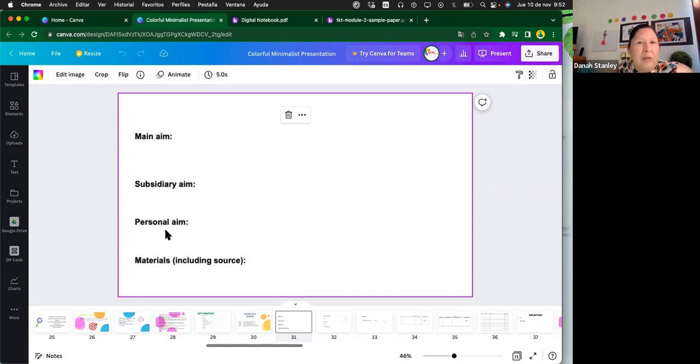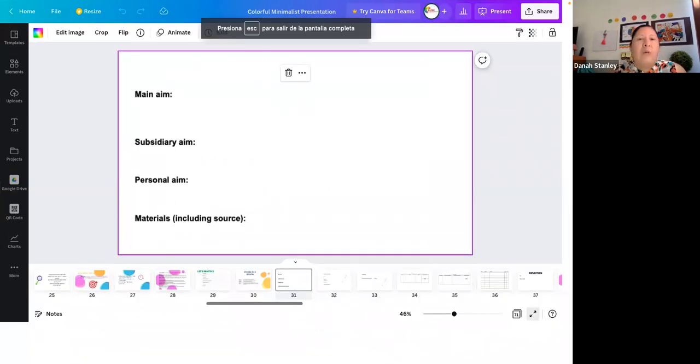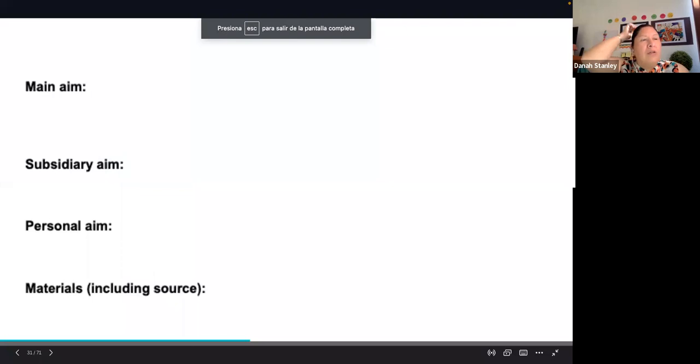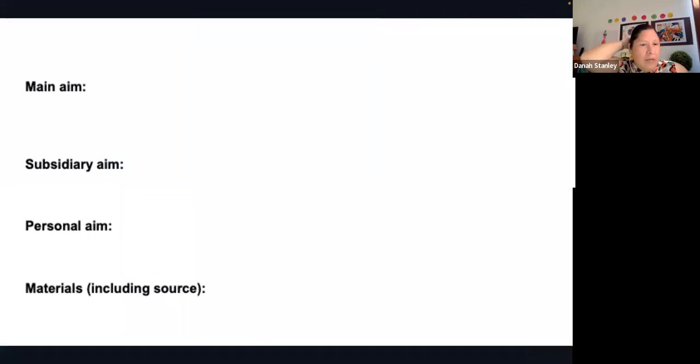And the materials. Yes, I need to say what materials are going to be used. For example, someone is going to cover my class. How is he going to use the material I planned, or imagine that I need to leave the school very quickly because of an emergency. That is a possible problem, no?